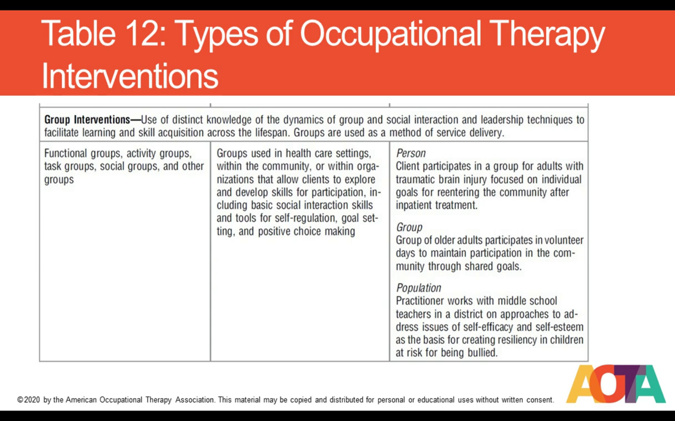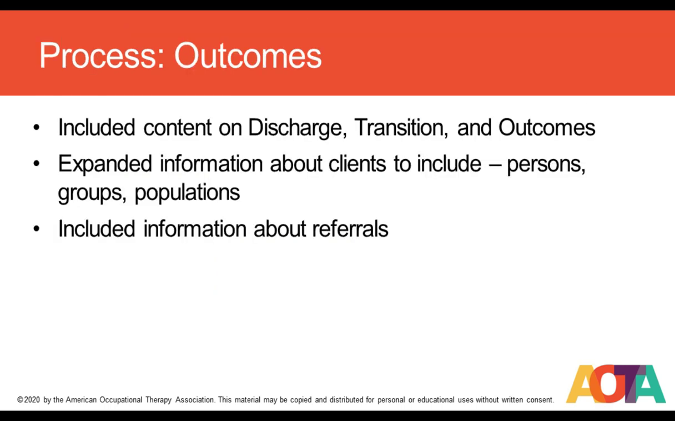Thanks, Caitlin. Outcomes describe the results that clients can achieve from occupational therapy intervention. The outcome section of the OTPF4 has been expanded to include discharge, transition, and outcomes to reflect the fluid nature of the human experience as clients move from one life situation to another. For example, a client transitioning from an acute care hospital to a skilled nursing facility, or a child aging out of early intervention and attending preschool.